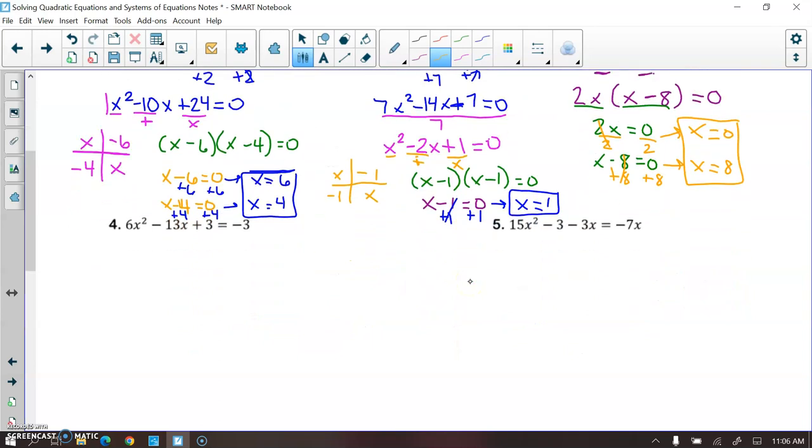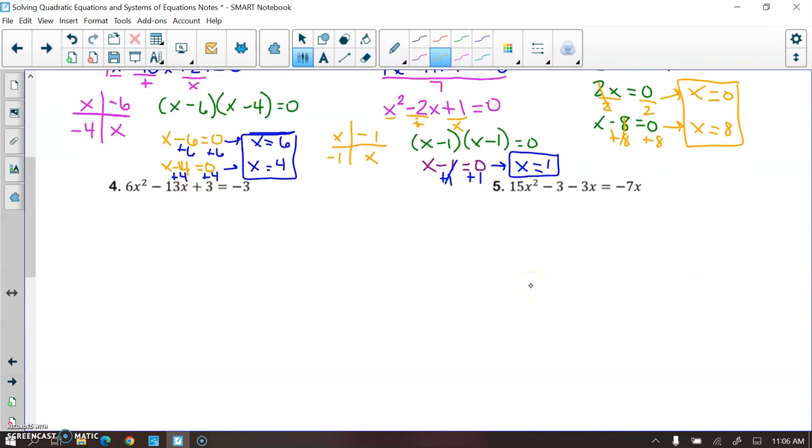All right, number 4. We first need to set this equal to 0. So I'm going to start off by adding 3 to both sides. And so I have 6x squared minus 13x plus 6, and that equals 0. Not everything's divisible by 6, so for this one we can't make it easier on ourselves, we just need to jump to the x method.